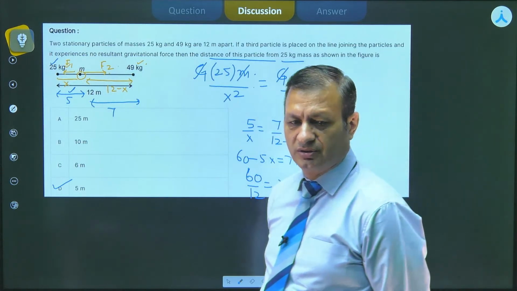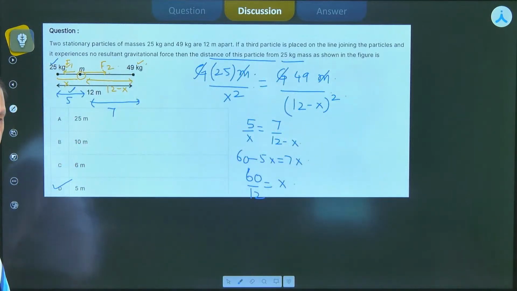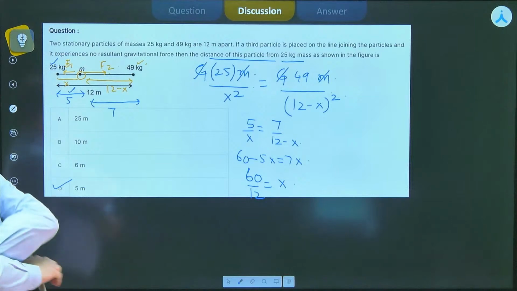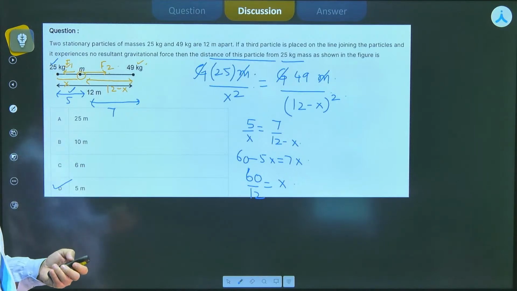Nilesh has given me the option as D. Good. Tyasha, she has also given me the option D. Shall we move?